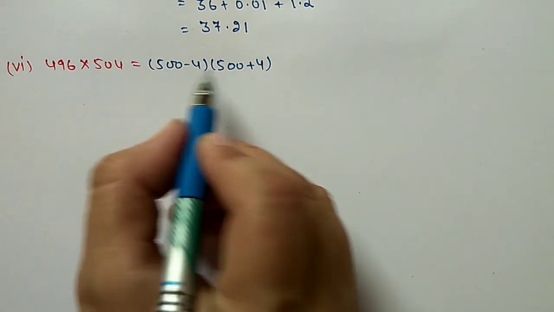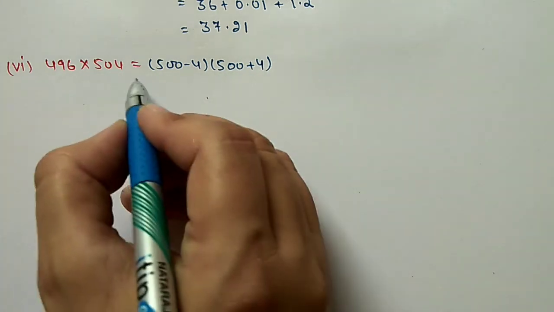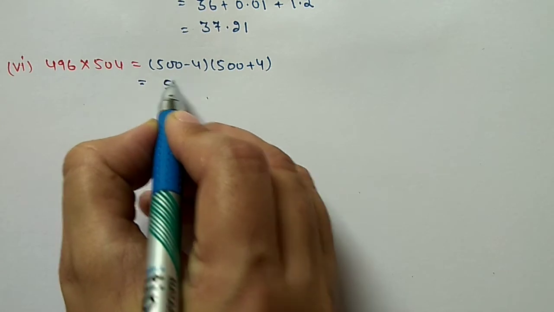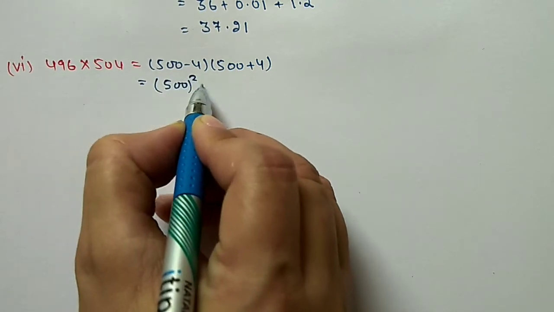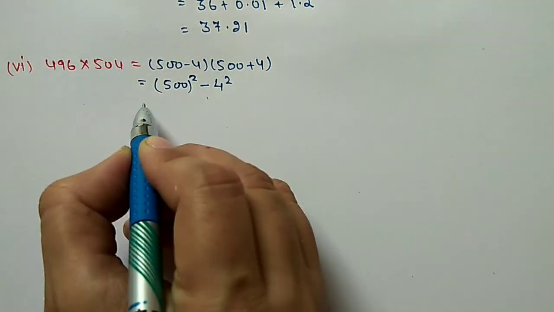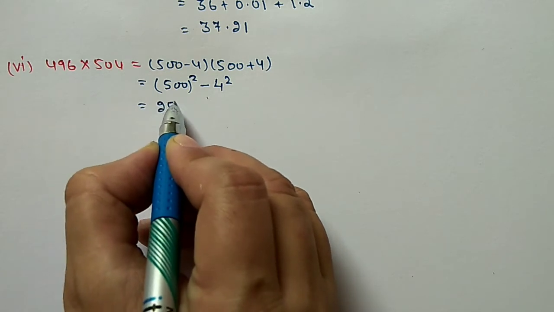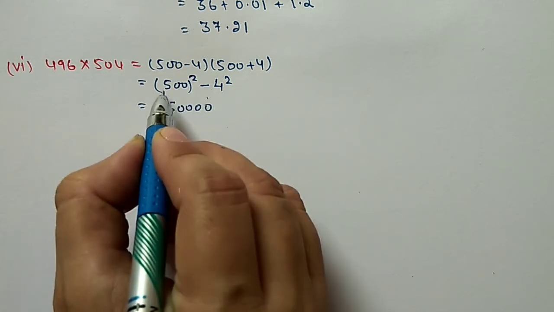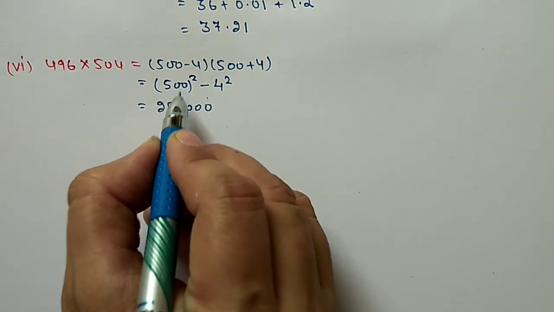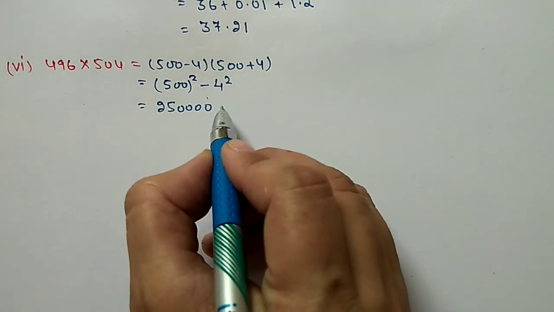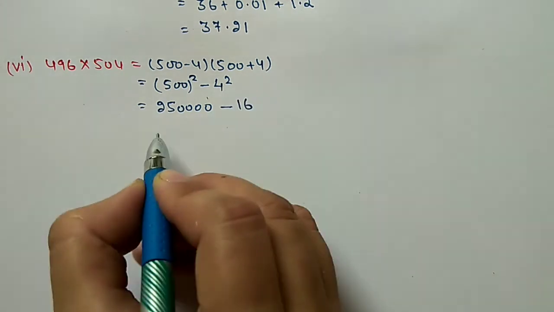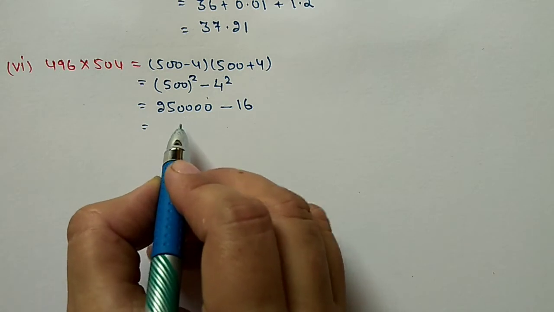So this is equal to a square minus b square. So in place of a we have 500, a square minus b square. So 500 whole square will be 2 5 and then 4 zeros. 5 square will be 25, 2 zeros will become 4 zeros after squaring, and 4 square will be 16. Now from this you have to subtract it.